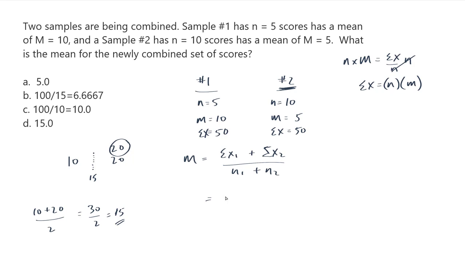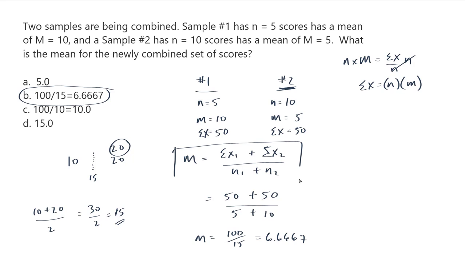So I can now work out that 50 plus 50 over my first sample size, 5, plus my second sample size, 10. This is going to give me 100 over 15, which if you work it out is 6.6667. That is my new mean. That's one way of doing it with this formula.